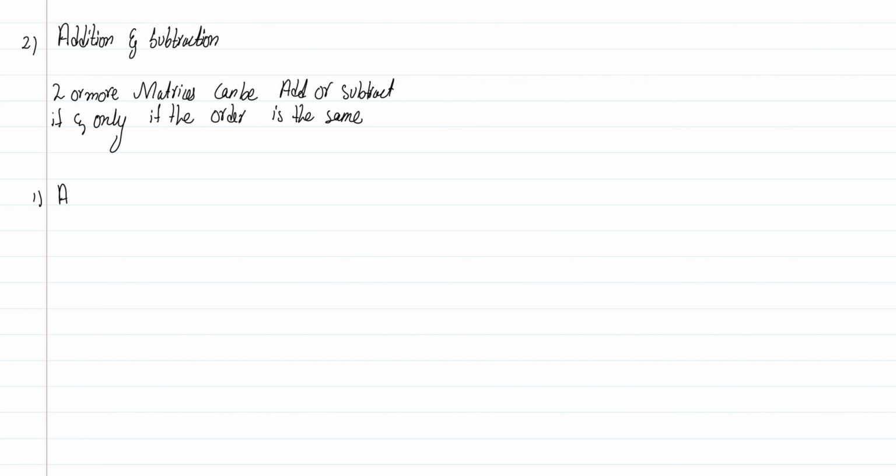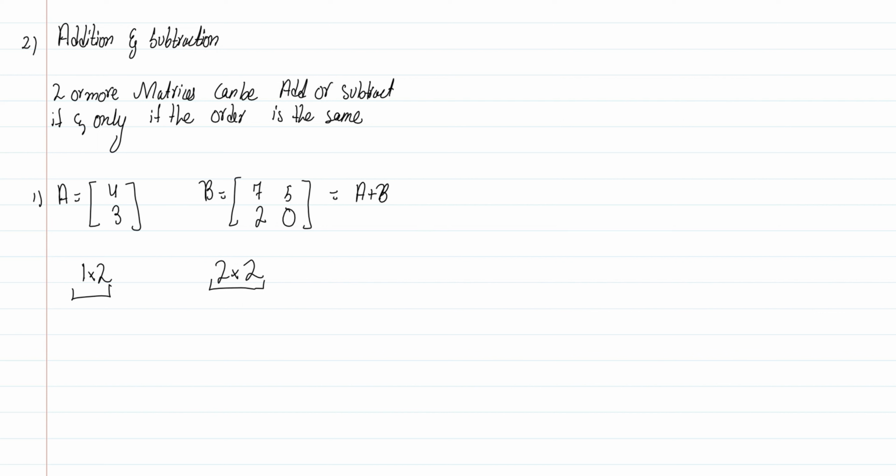A is the matrix and it is given to you like 4 3, and B is the matrix that is given to you 7 and 2, 5 and 0. So write down the order first. For matrix A, the order is 1 by 2, and here 2 by 2. So look, the orders are not the same, so we can write A plus B is not possible.